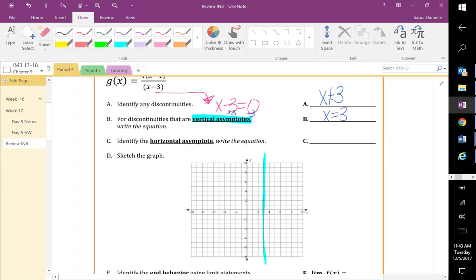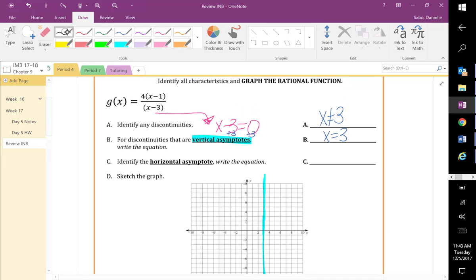Now let's do the horizontal. And here's what I'm going to do. Remember we did this a couple of days ago in our interactive notebook. What is the degree of the top of my function? 1. What's the degree of the bottom?